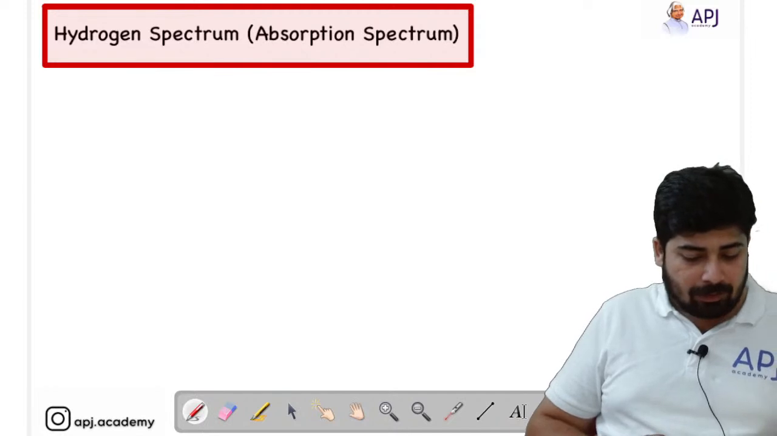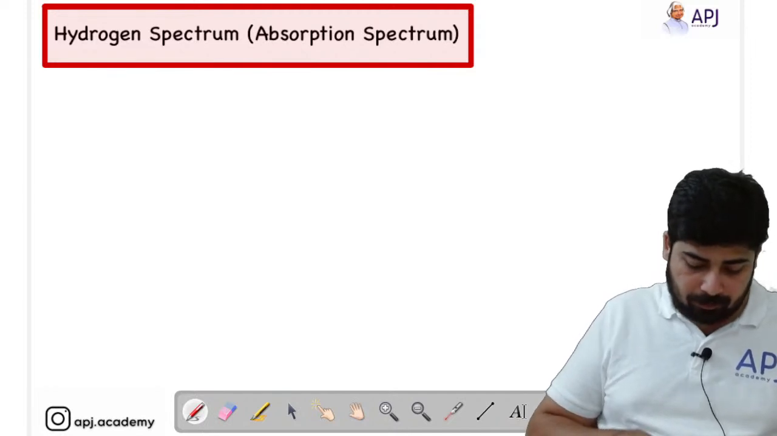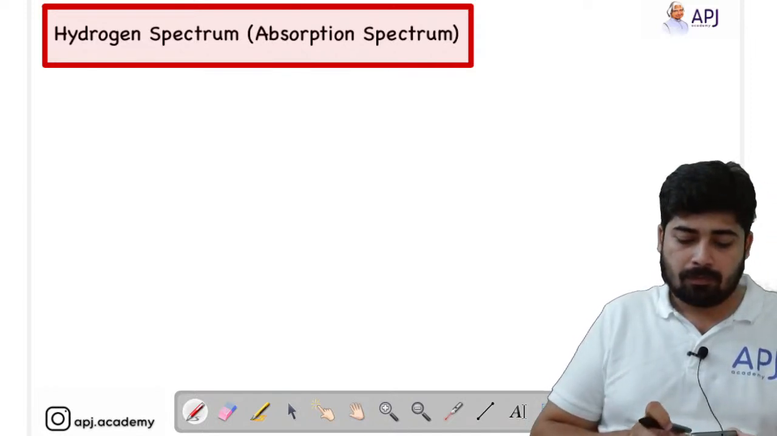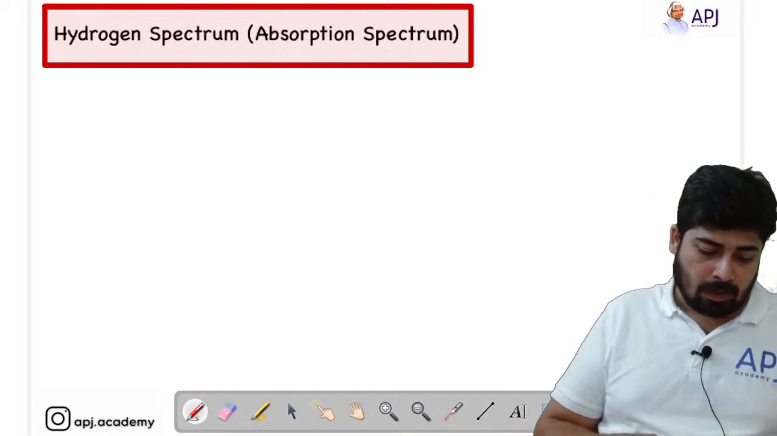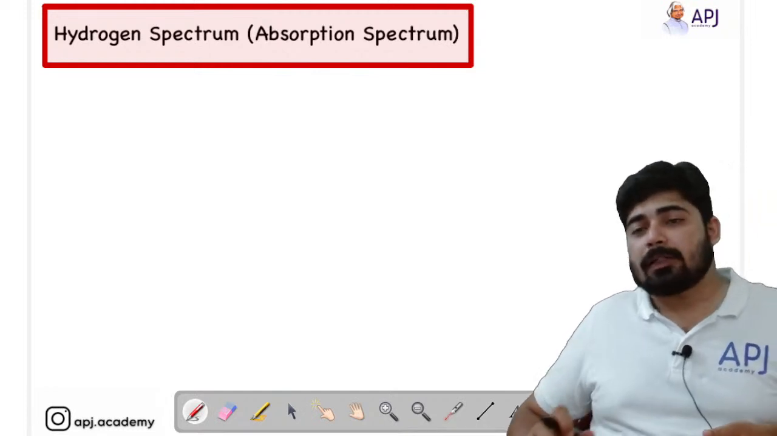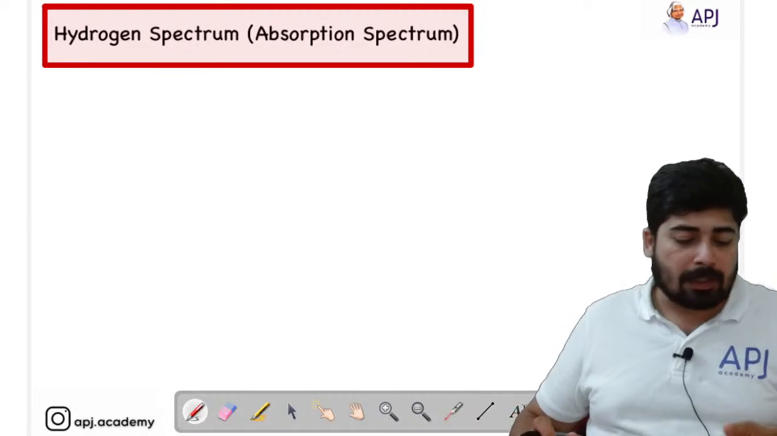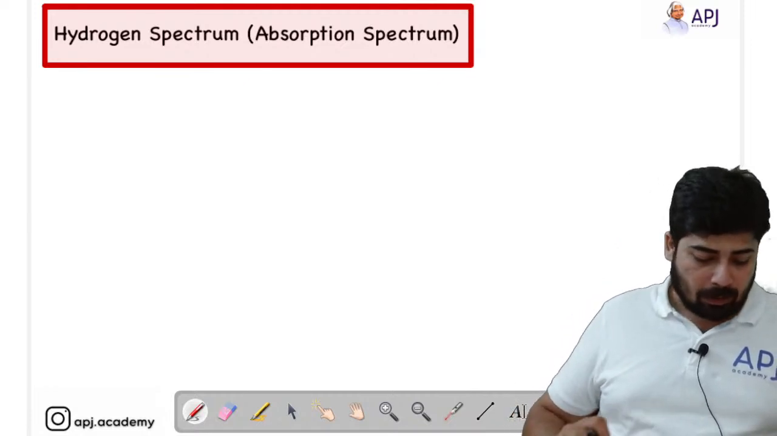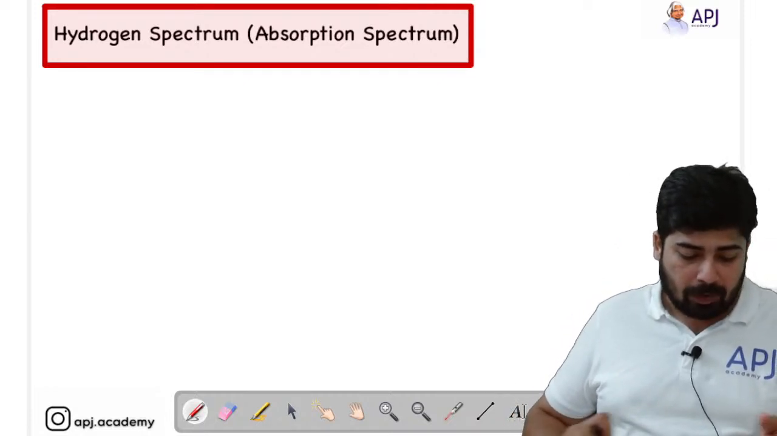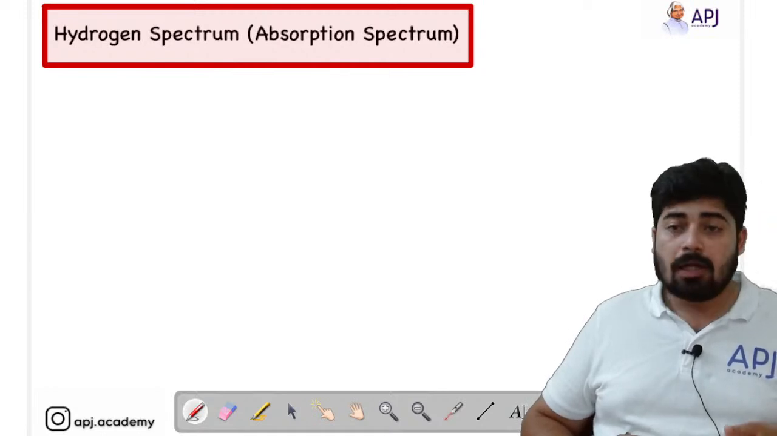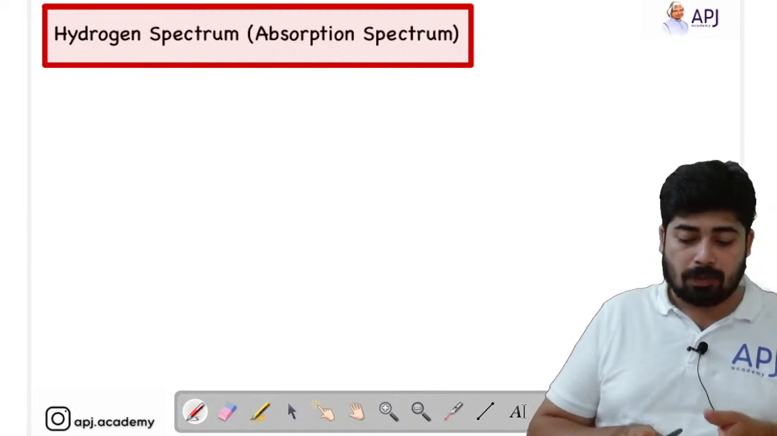Now let's start with the hydrogen spectrum. See, in the hydrogen spectrum, we have completed the emission spectrum. Now we are going to discuss the absorption spectrum. Okay, Hadia. Now we are going to discuss the absorption spectrum.